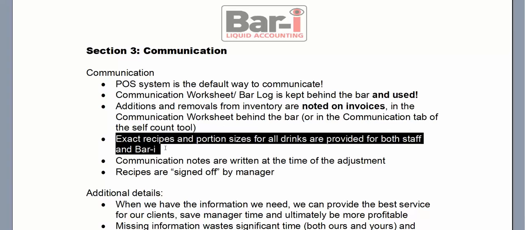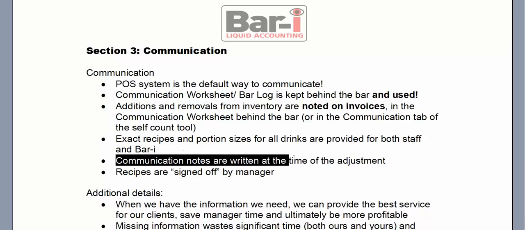Another element of communication is that we talked about signing off on recipes, but we need to have exact recipes in our system, and in turn, those recipes and portion sizes need to be communicated to the staff. We will go through that in detail. If your staff doesn't know that your standard liquor pour size is 1.5 ounces, the chance of them correctly pouring it is pretty low. So communication with your staff is also important here to get them on the page of what we're doing here with Bar I.